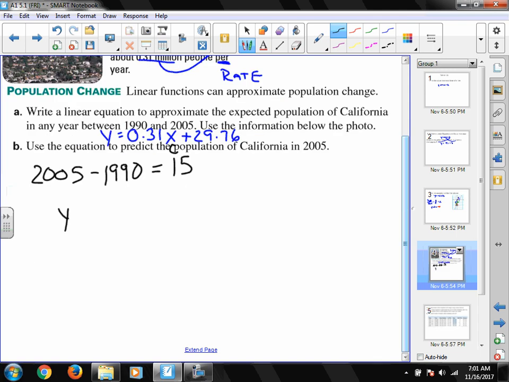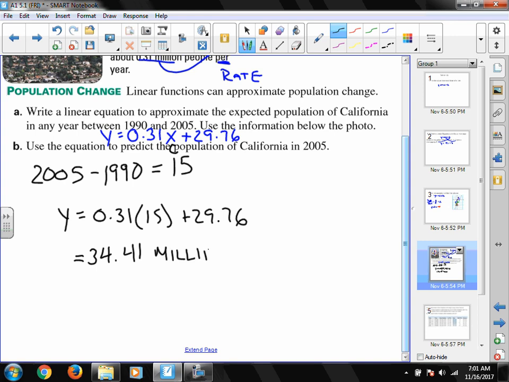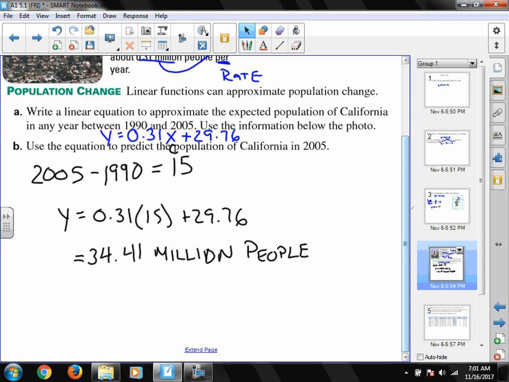So I'm going to get y is equal to 0.31 times 15 plus 29.76. And use your calculator here, and you're going to get 34.41 million people. So, a lot of people, they keep growing quite a bit.